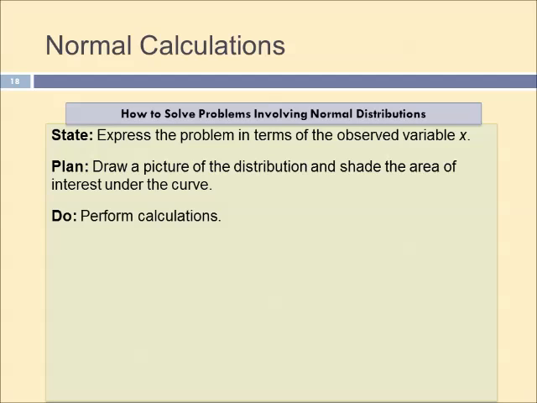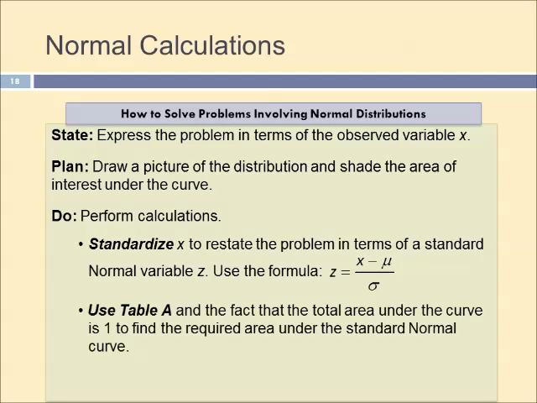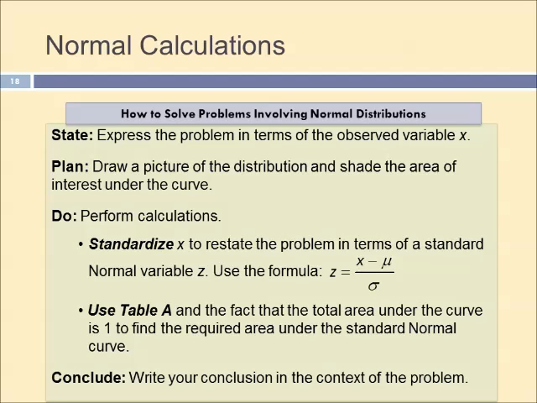Then we perform some calculations, look up numbers. We begin by standardizing the value and then restate the problem in terms of a standard normal variable z using this formula. Incidentally, the z-score tells us how many standard deviations away from the mean a particular value is. And we use Table A and the fact that the total area under the curve is 1 to find the required area under the standard normal curve. And then we write our conclusion.